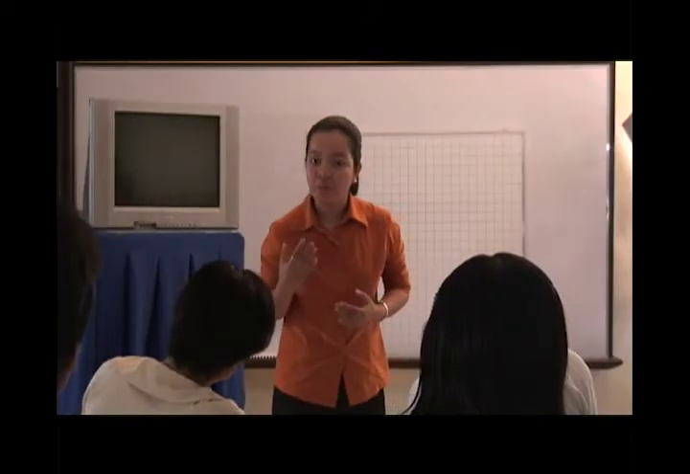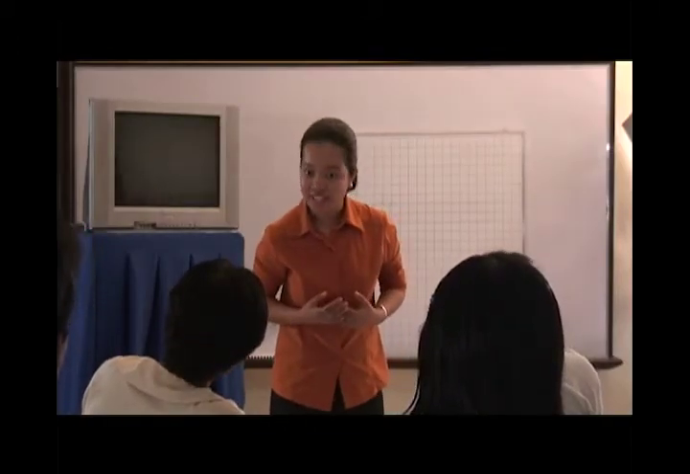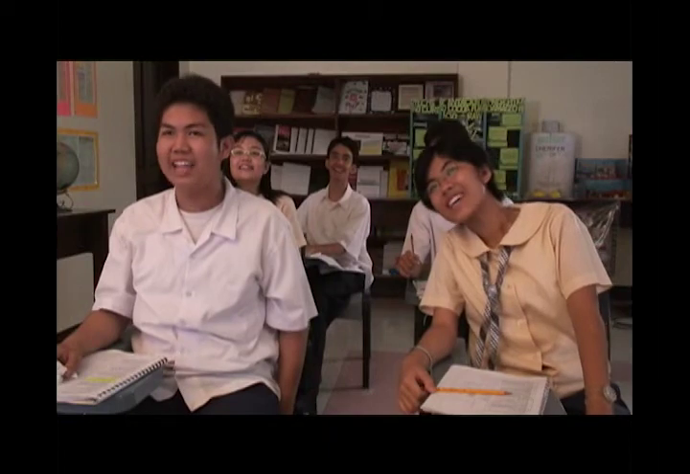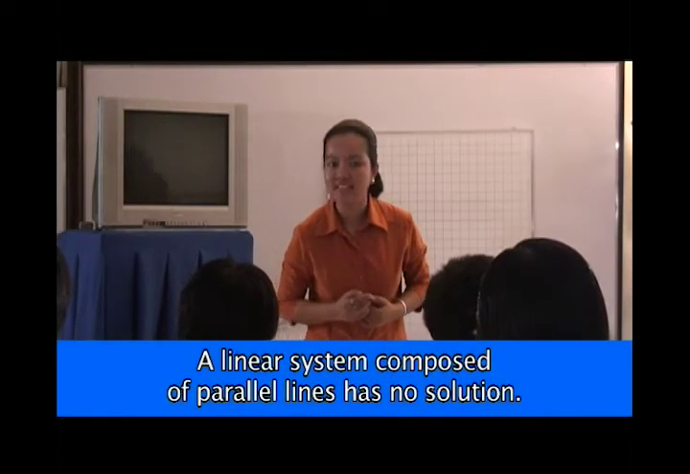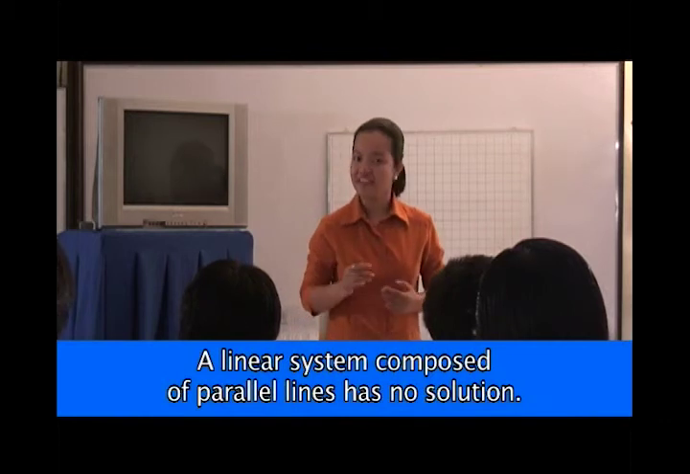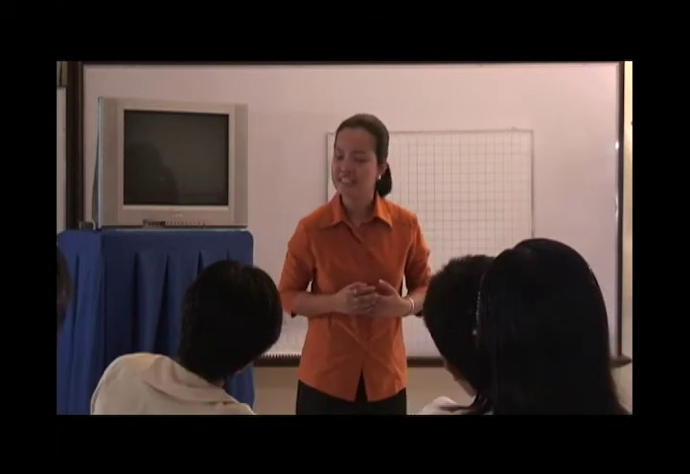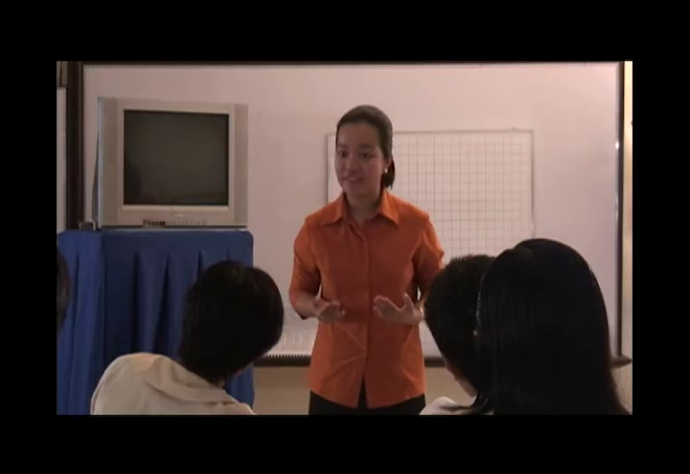That's right. Ma'am, but what if the lines don't intersect? Does this mean that the system has no solution? Yes. And what do we call lines that don't intersect? Parallel lines! So, a system composed of parallel lines has no solution. Now, consider the following system. Would someone like to graph these?